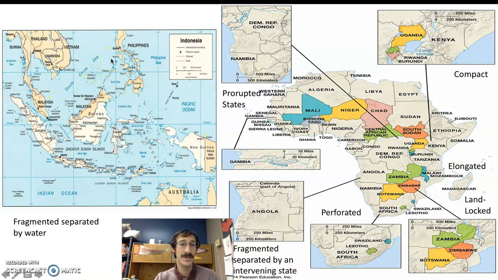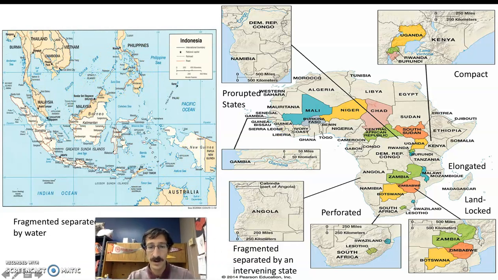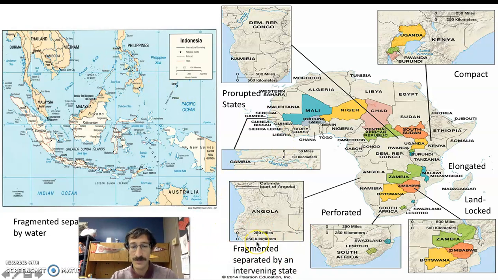These are all examples of fragmentation by water. Then when we looked at fragmentation by an intervening state, Angola fits in that, because here's Cabinda, that's part of Angola right up here, but is completely cut off because of its boundary with the Democratic Republic of the Congo right here. So there's your fragmentation by an independent state, or intervening state.